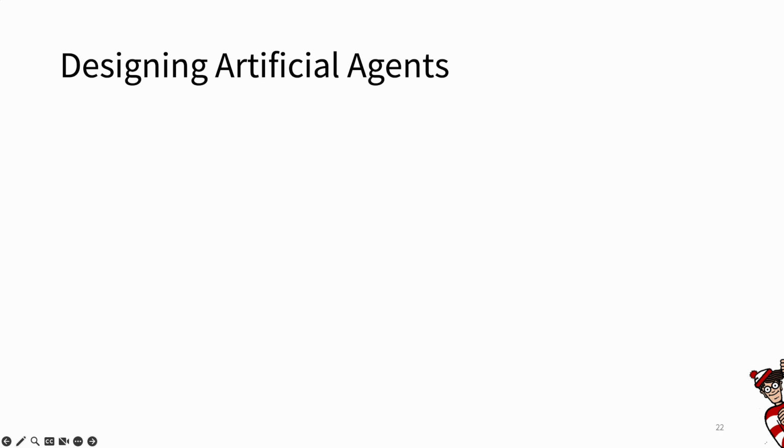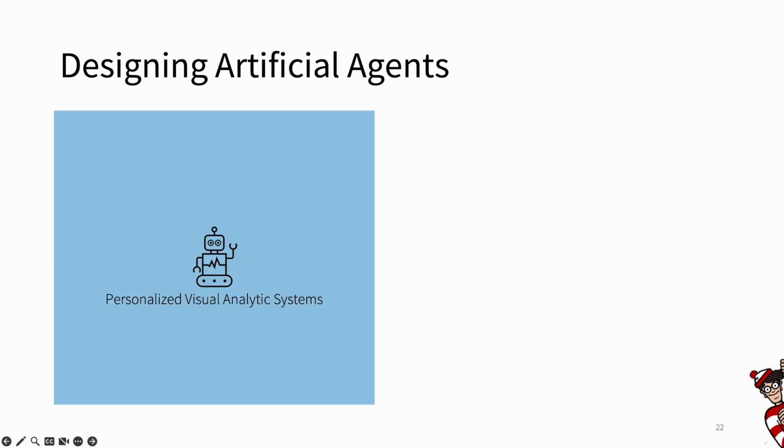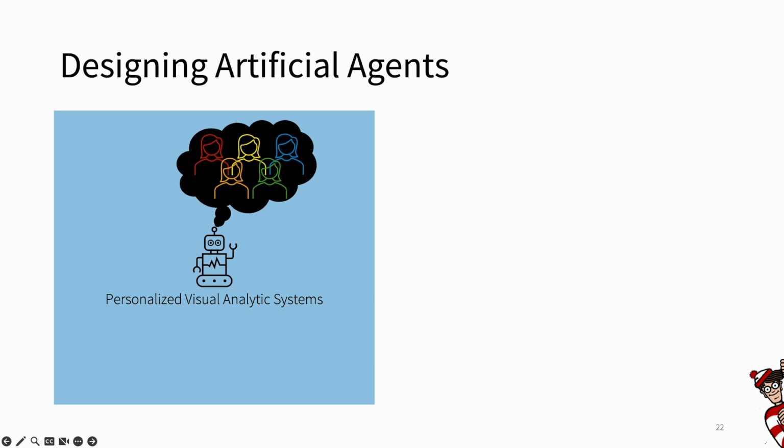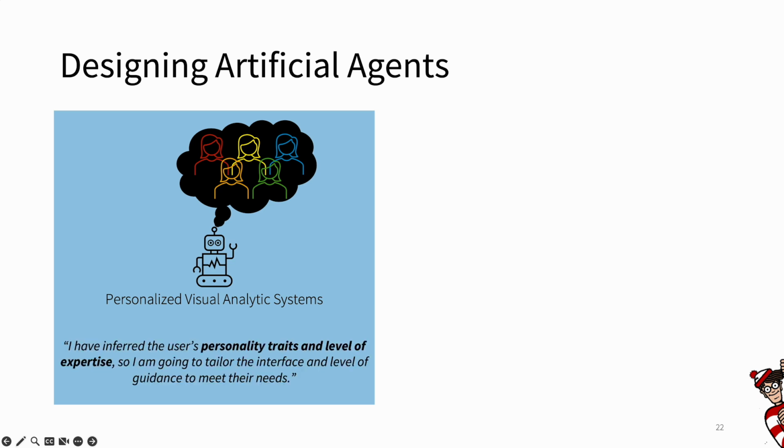There can be many options, but we'll look at two here. The first one is in line with building personalized visual analytic systems that cater to individual differences such as personality traits and expertise. Here, we can design systems that infer users' personality traits and their expertise towards a task, and in turn, tailor the interface and the degree of guidance to meet their needs accordingly.